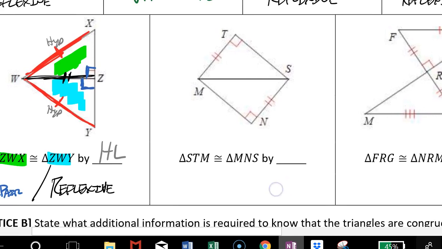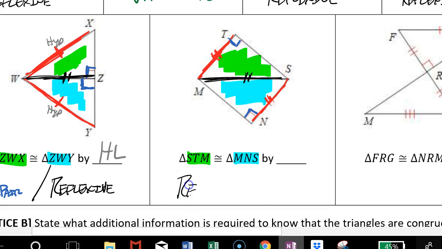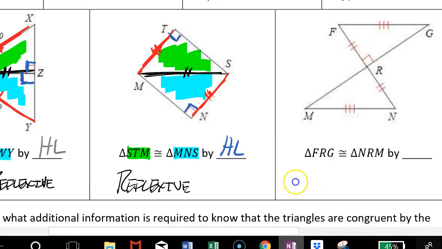Taking a look at the next example. From our diagram, we have a side congruent to a side, and we once again have a right angle and a right angle. If I highlight the triangles again, STM and triangle MNS, they share a common side. You guessed it, reflexive property. Now looking at what we're given, we are given two sides and an angle, but this is a right angle, so this is once again hypotenuse leg triangle congruence.